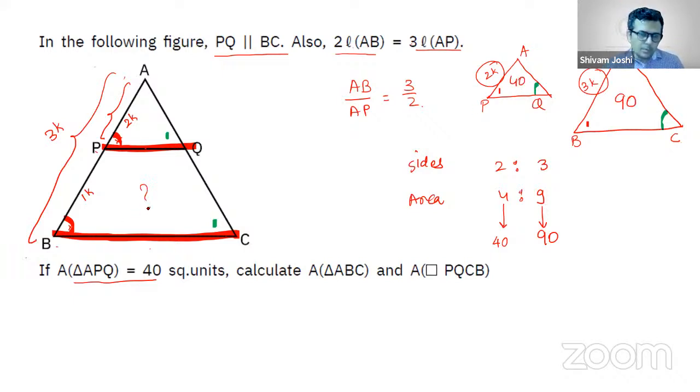Now, look, what happens is this is 90 and this is 40, right? So how much is the lower part? If I tell you that the whole is 90, the upper part is 40, the lower part has to be how much? 50, isn't it? Very simple question.